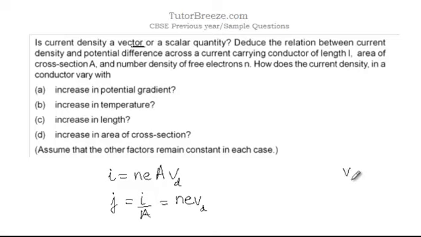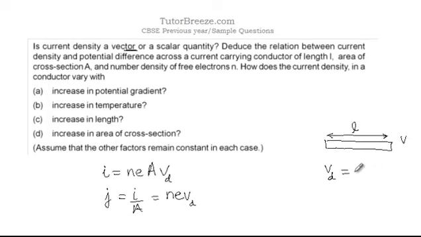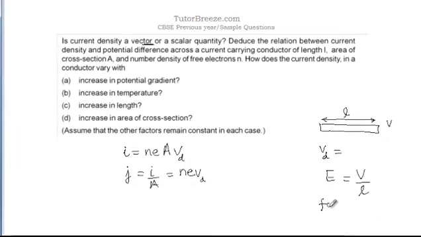Now, since we have to find the change in the current density with the increase in potential gradient, we can write the drift velocity v as follows. If you have a conductor of length L across which a potential difference V has been applied, then the electric field E which acts can be written as V by L. Due to the electric field, there is a force on the electrons. Since there is a force, there will be an acceleration. So the acceleration on the electrons is given by the force over mass.